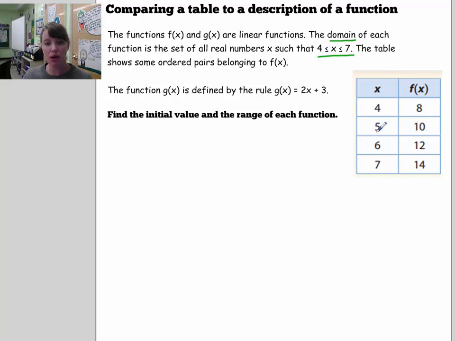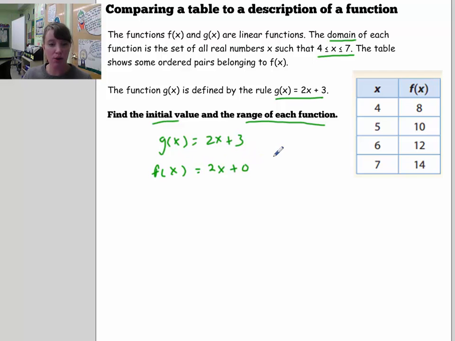So here are some values of f of x. It looks like what f of x does is it doubles x. And they say that g of x is defined by the rule g of x is equal to 2x plus 3. Well, they want you to find the initial values and the range of each function. So let's find the initial values and compare them and compare the ranges of each function. Since g of x is this rule, g of x is going to be 2x plus 3. And then f of x is going to be 2x.